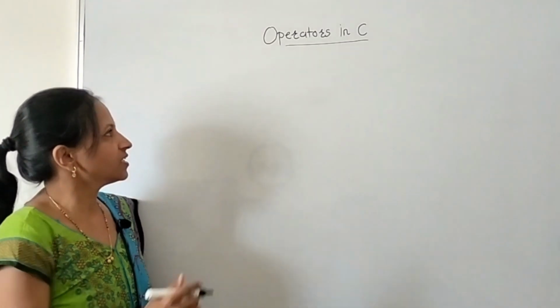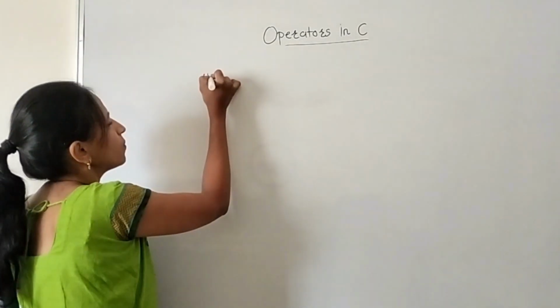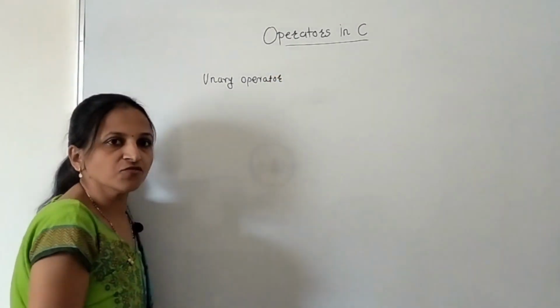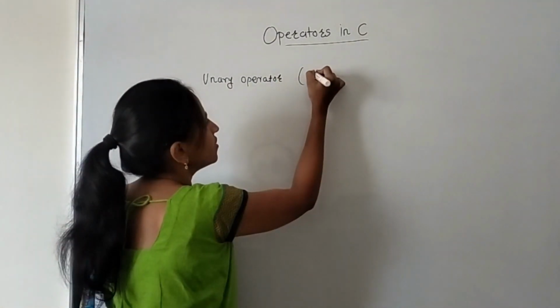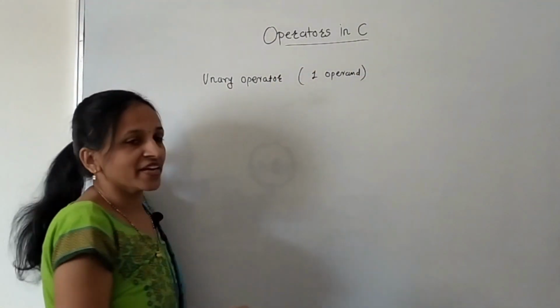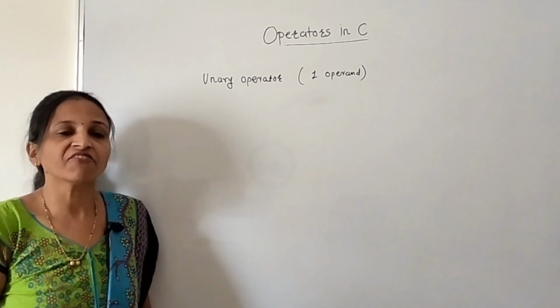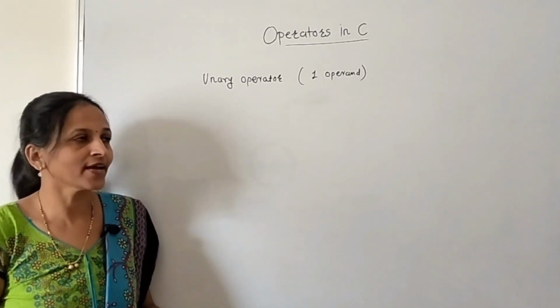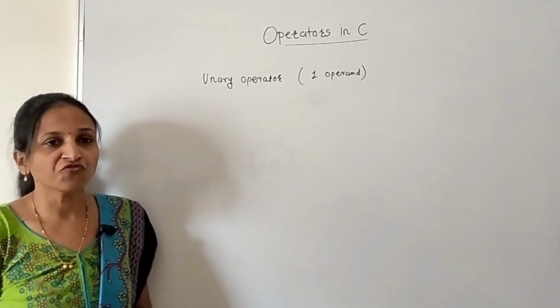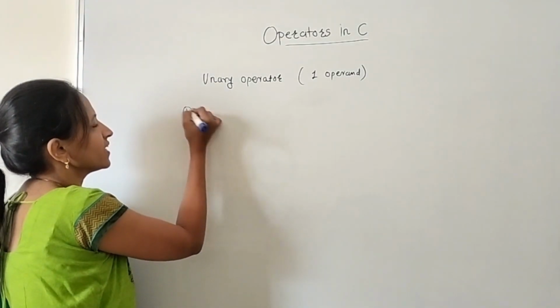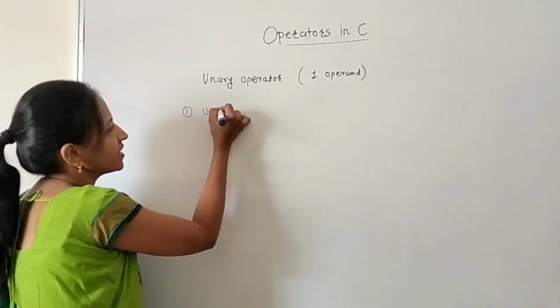The first category is the unary operator. Unary means there is only one operand, meaning these operators act on only one operand. That's why these are called unary operators. The first operator inside this category is unary minus.